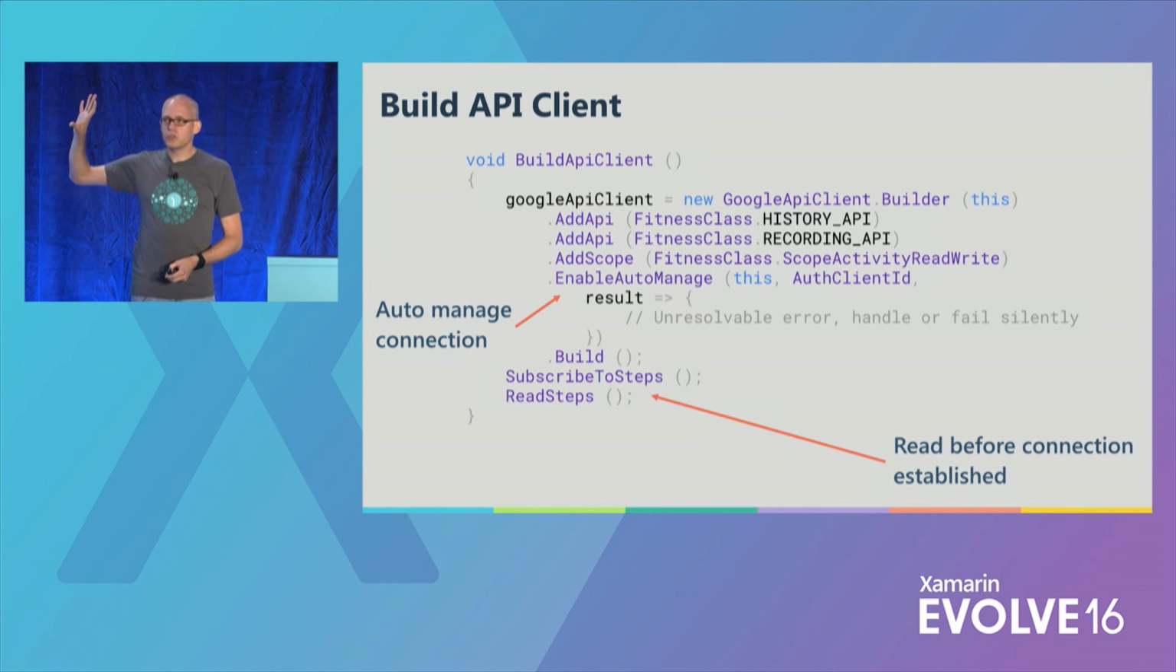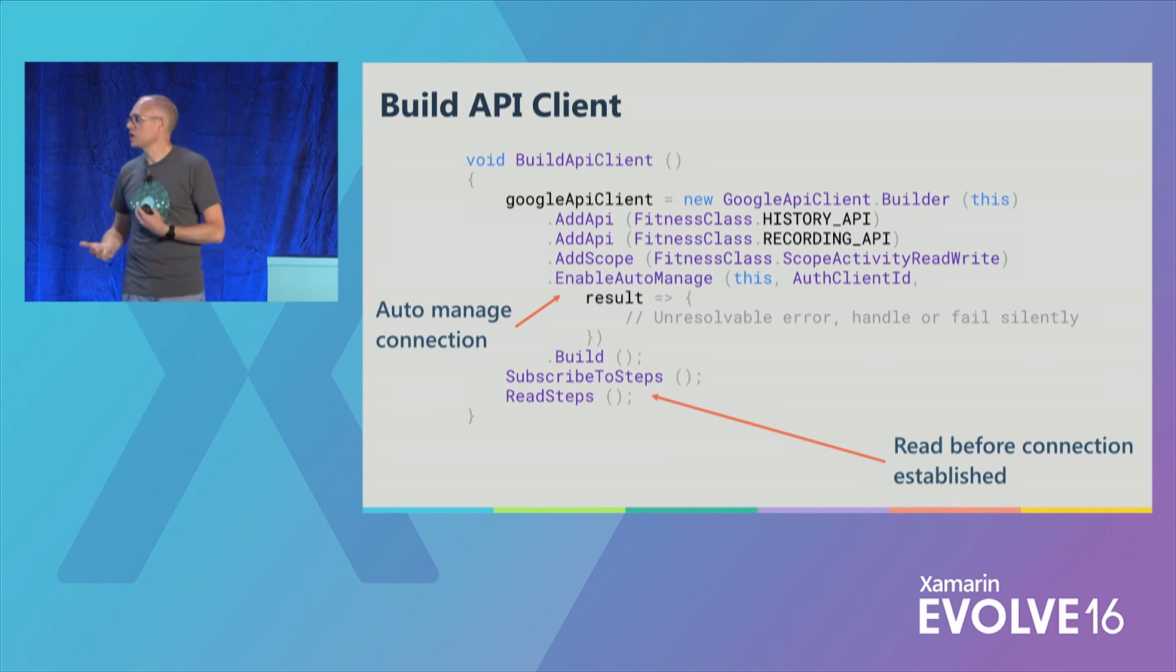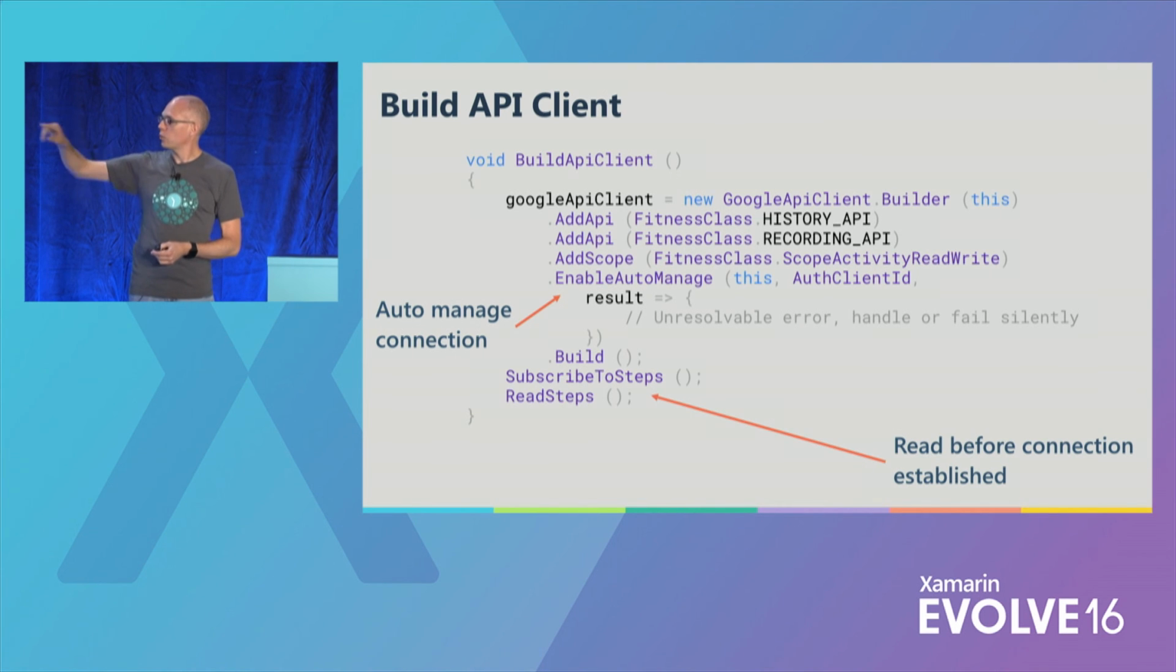And before, when you used to build the API client, there used to be a lot of boilerplate around the onStart, the onResume that you had to put in and take into account. The enable auto manage now handles most of this automatically, and so this is all you need to do. Now, you'll notice that when we get to subscribe to steps and read steps, the system may not have actually connected to the Google API client yet. It might not be available. But because we're just reading, that's OK, and the system will take that into account.